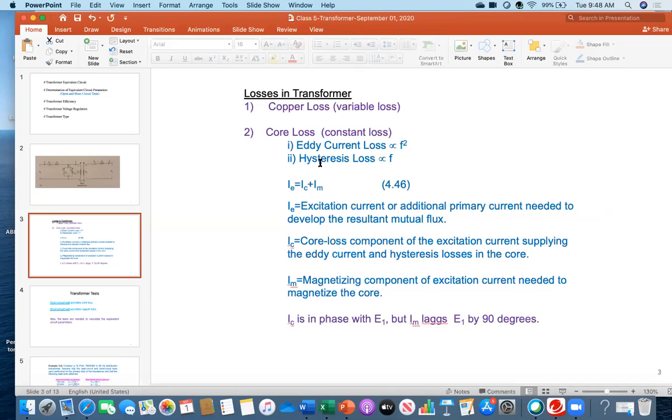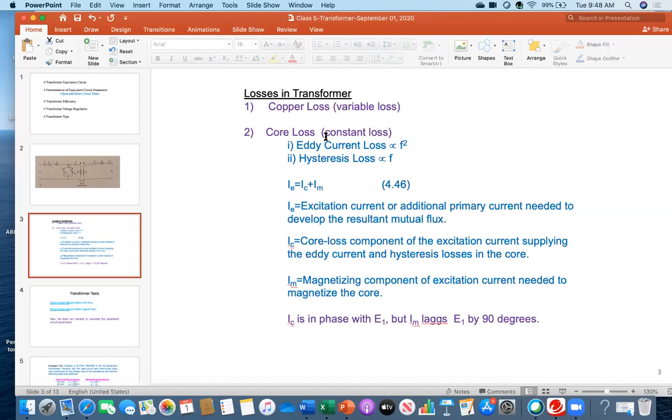But I am using another term which is called core loss. It is constant. Therefore, it does not matter what the amount of primary current or resistance is. There is some constant loss. If you apply any voltage on the primary, the magnetic material will be excited or magnetized. Consequently, there is some constant loss.